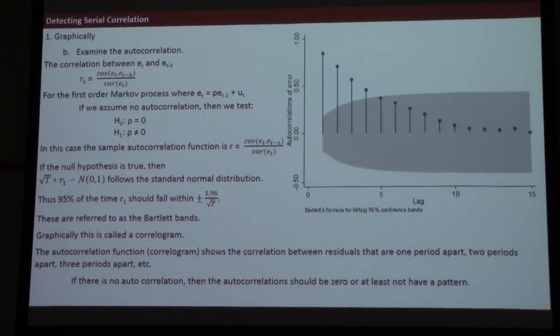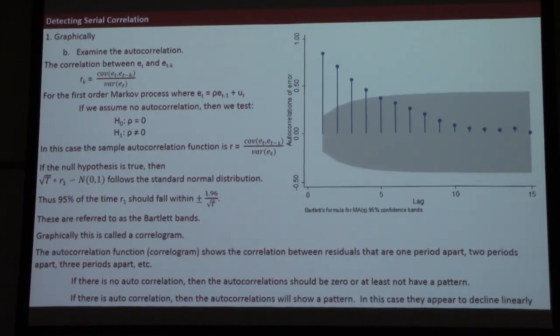That's how common serial correlation is. If you're looking at time series data, you're almost always going to have serial correlation. Okay, so no autocorrelation. Autocorrelation should be zero, or at least not have a pattern. But here we have both. We have one, there's a pattern, and two, they're non-zero.